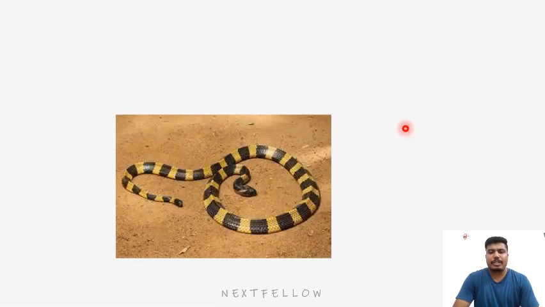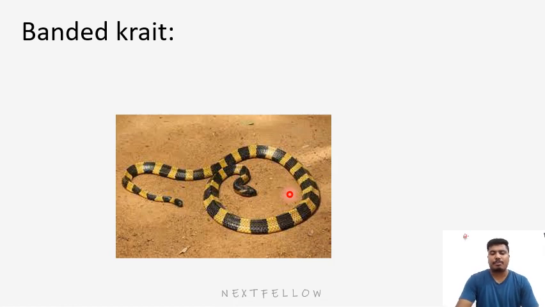Now this is an image of a banded krait. Okay, the body of the snake is triangular and the band is also triangular in shape. It has an inverted V mark over the head. So this is banded krait. The fatal dose of banded krait is 10 milligram. They have alternate yellow and black bands over the back.